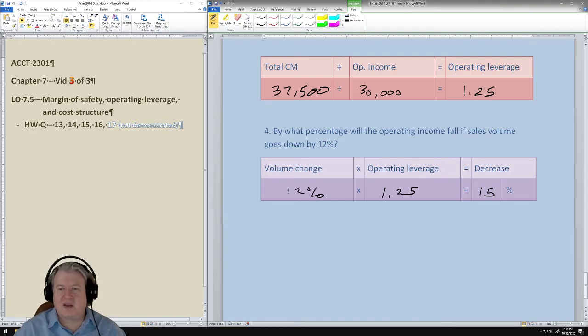So don't think of this as being bad. It just means that we already have a whole lot of margin. We already have a whole lot of profit, operating income, built into our model, so that volume change isn't going to have a huge effect, at least percentage-wise. Okay, that's the last one. We did not go through number 17, but once again, it's a combination of all of these same similar questions: margin of safety and operating leverage.